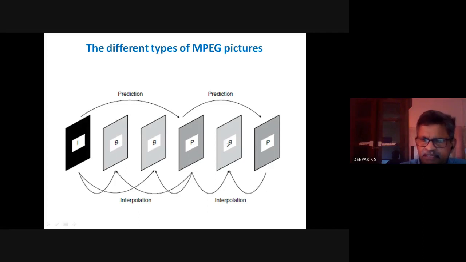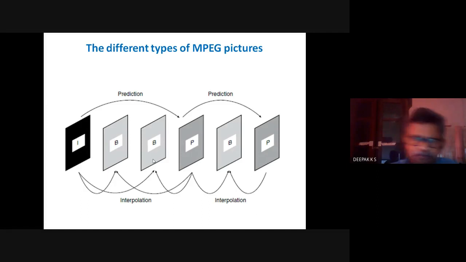This is prediction. So from here, you are able to predict something. So that is this prediction type picture. And from here, you can even interpolate some pictures using forward and backward, some bidirectional. So these are certain pictures which are interpolated between from other pictures. So these are all the techniques used.